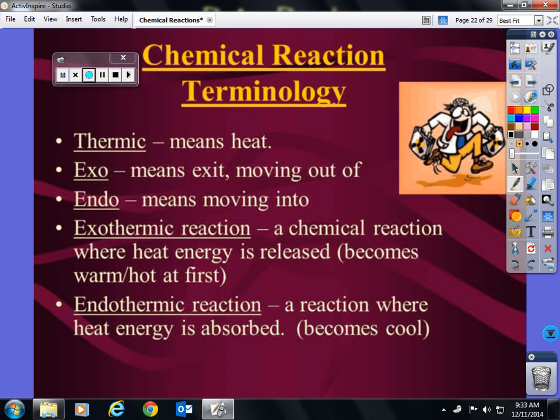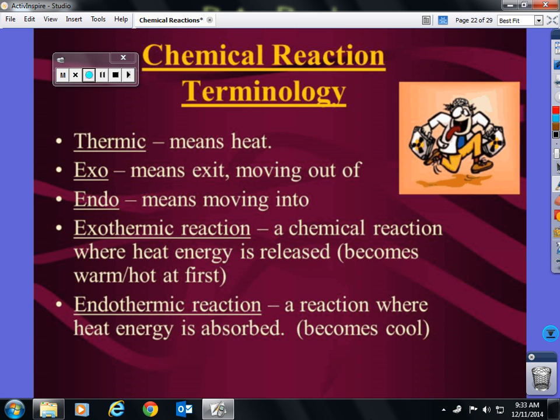Thermic means heat. Think of a thermos. It keeps anything hot warm. Thermal underwear, if you're going hunting, keeps the hunter warm. A thermostat controls the heat in your home. So thermo or thermic always means heat. Exo, think of exiting, means leaving. Endo is going into, so an exothermic reaction is the leaving or exiting of heat. So this one would become hot. You guys have seen these reactions in class, just last class. Endothermic is when it's absorbing all of the energy and it makes anything around it very cold.